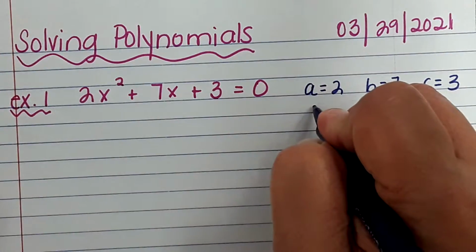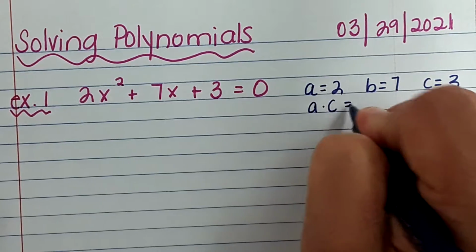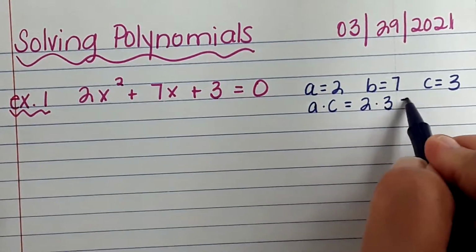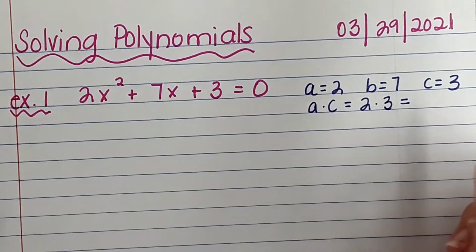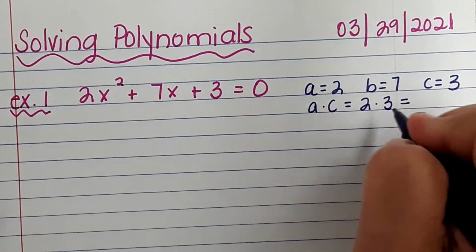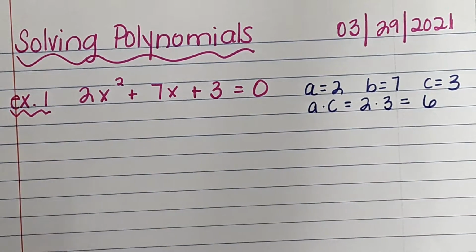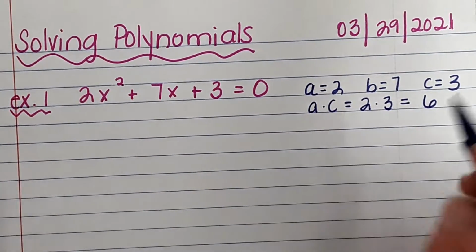Now what are we going to do with A and C? Multiply A times C. So A is 2, C is 3, and what do you get? A times C is 6. Now we're going to list the factors of 6. What are the factors of 6?